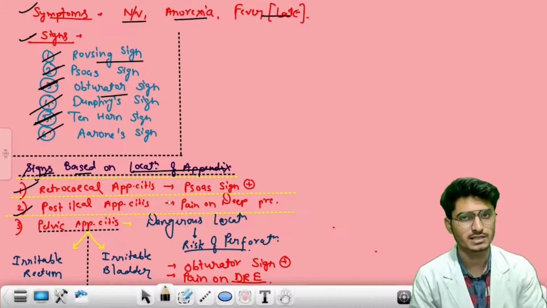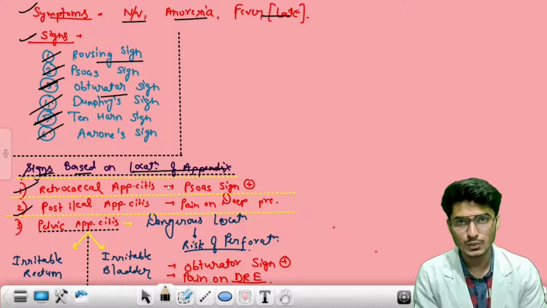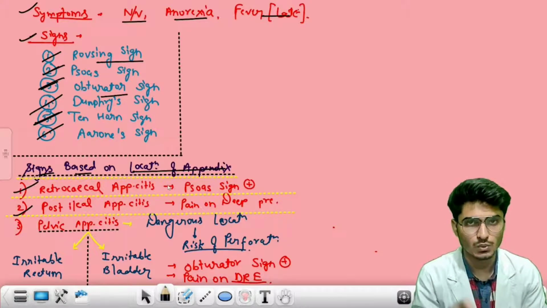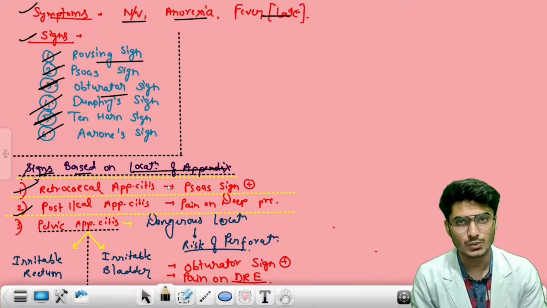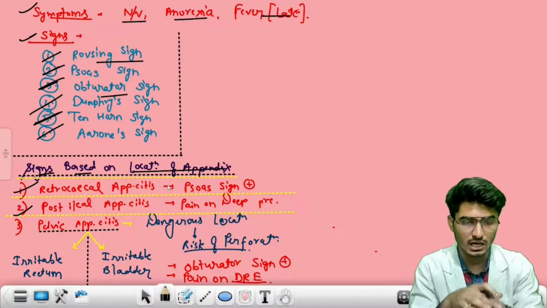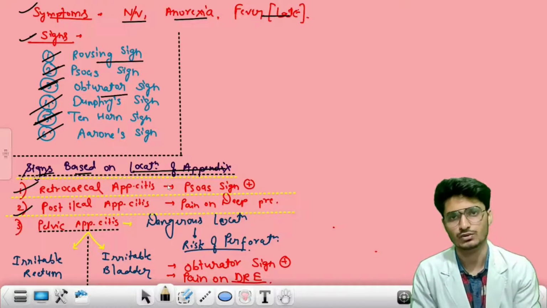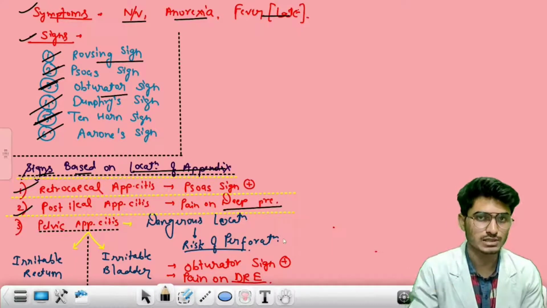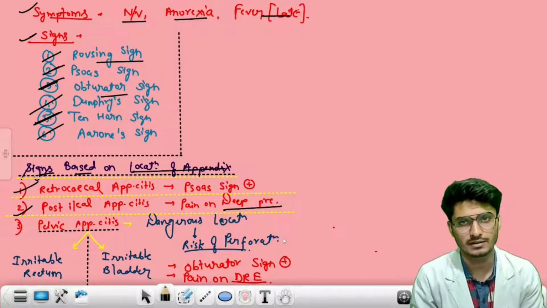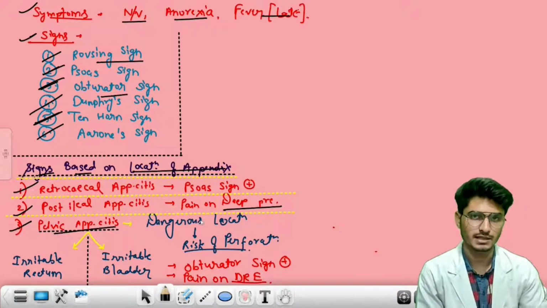Next, post-ileal appendicitis. Since the post-ileal position is deep to the abdominal surface, the abdominal signs are not elicited properly, and that's why we need to press very hard, very forcefully and deeply, to cause pain over the right iliac fossa. Done. The last one is pelvic appendicitis.